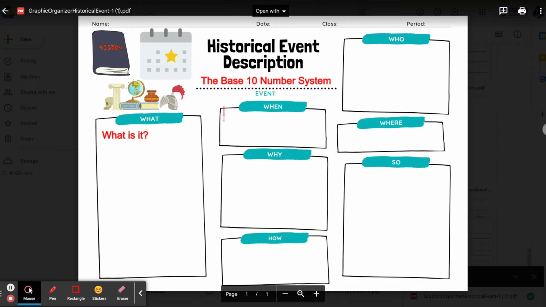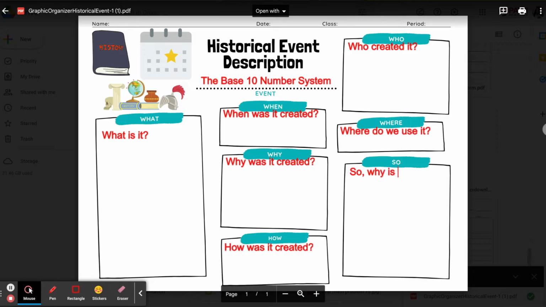We're going to have the what is it? The when was it created? The why was it created? The how was it created? The who created it? The where do we use it? And then the so why is it even important?